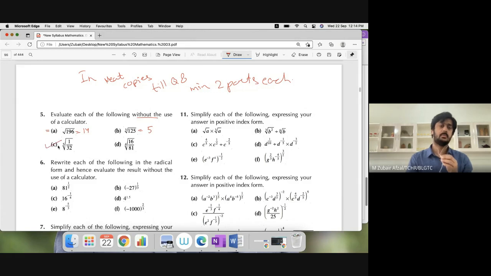Someone, can you tell me what is fifth root of 1 by 32? Hint is it will be something with the power of 2.